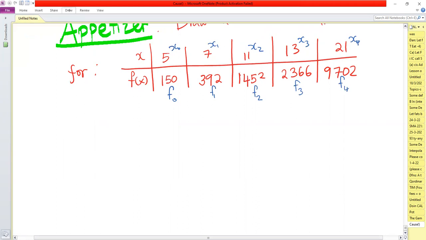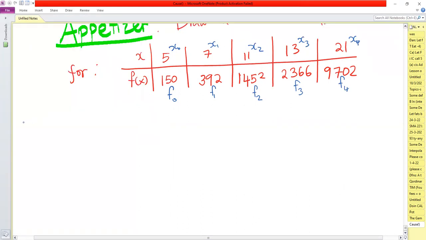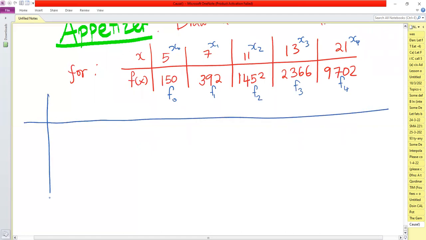Unlike in the case of the finite differences, we'll now be leaving two lines for consecutive values where we'll be defining the quotients. So I'll write x in this column, and then f of x. The first value of x is 5, whose corresponding value of the function is 150. Skip 2 lines and write the next value, 7. Value is 392.